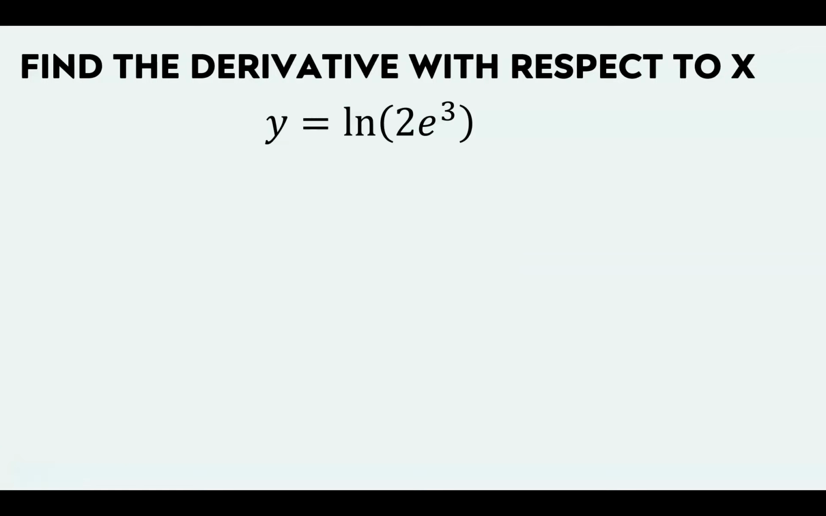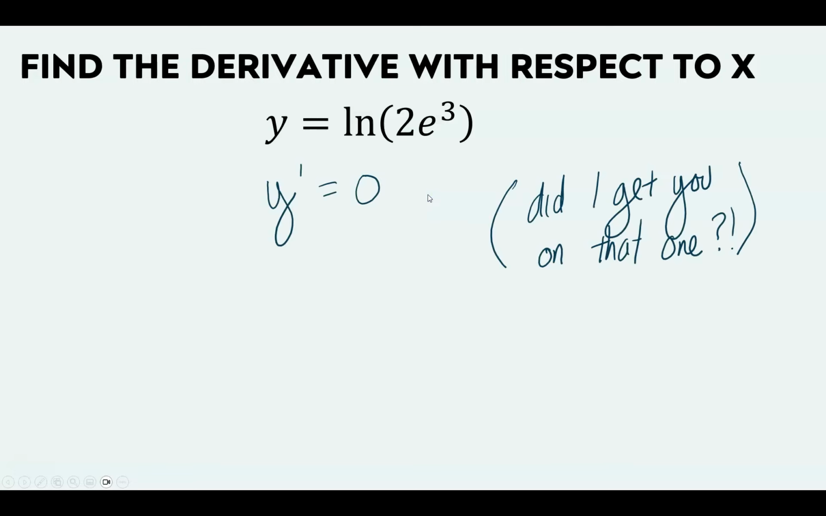So y is equal to the natural log of 2e cubed. What's the derivative of natural log? Doesn't matter, because natural log of 2e cubed is going to be 0.